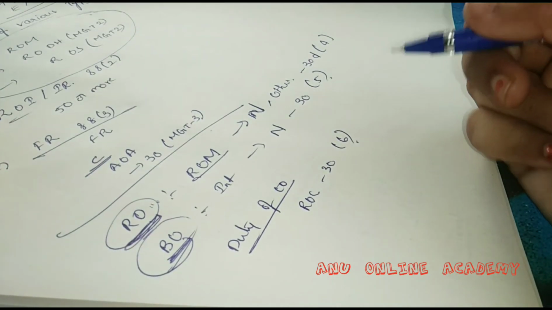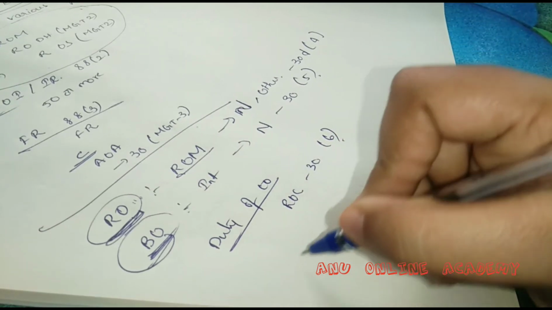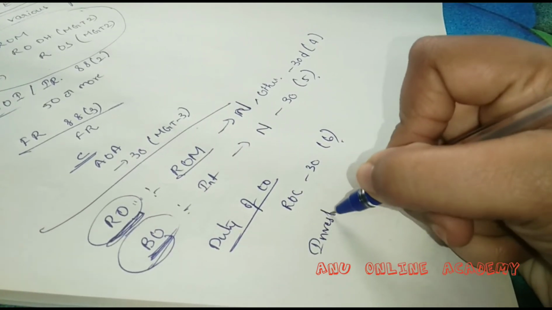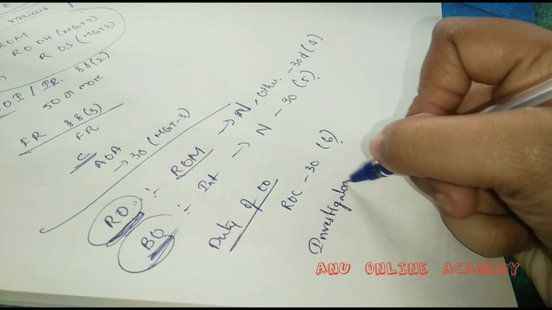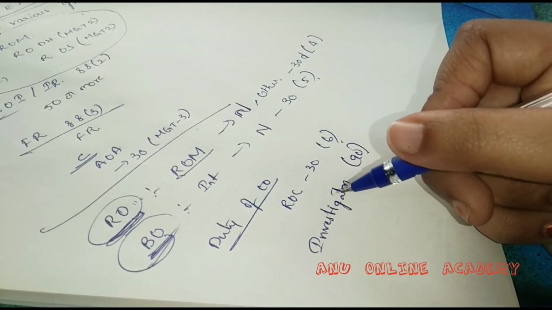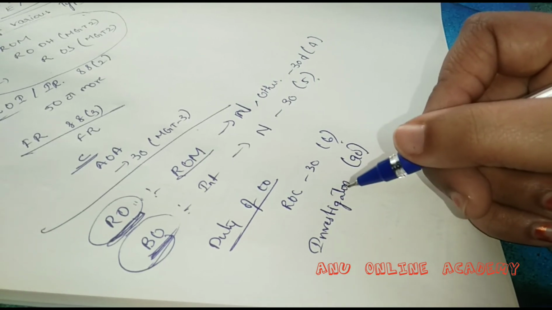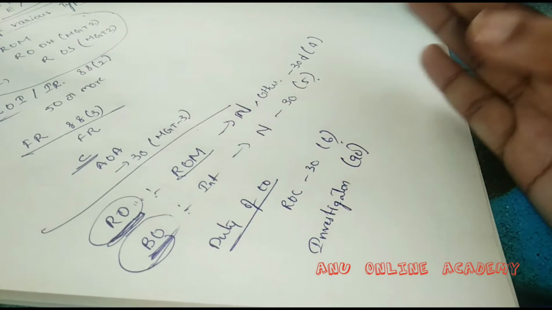And see the next, investigation of beneficial owner of shares. Investigation of beneficial owner of shares as per section 90. The central government may appoint competent persons to investigate into the beneficial ownership of shares or class of shares.